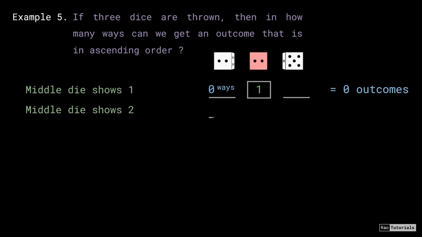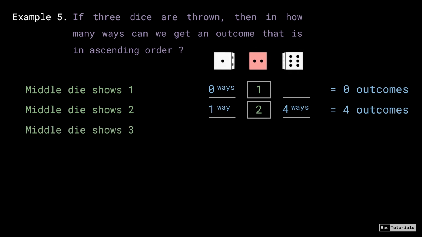If the middle die shows 2, then the left die can show a smaller number in just one way. It has to show 1. The right die can show a greater number, that is 3 or 4 or 5 or 6 in 4 ways. So by counting principle, we have 4 outcomes with middle die showing 2.